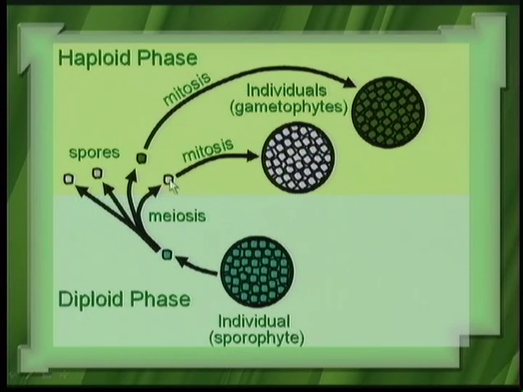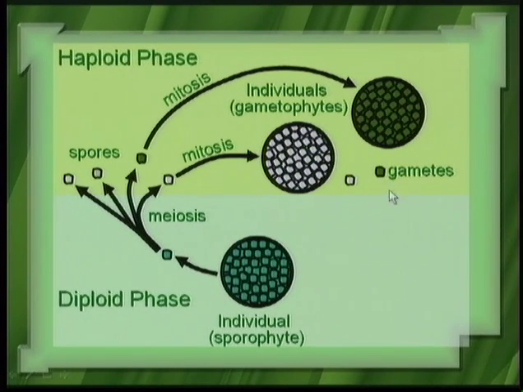Okay, the spores will then germinate and develop into the gametophytes. The spores are produced by the sporophyte. The gametophytes then will produce gametes, or sex cells. The male gametophyte will produce a sperm. The female gametophyte will produce the egg.